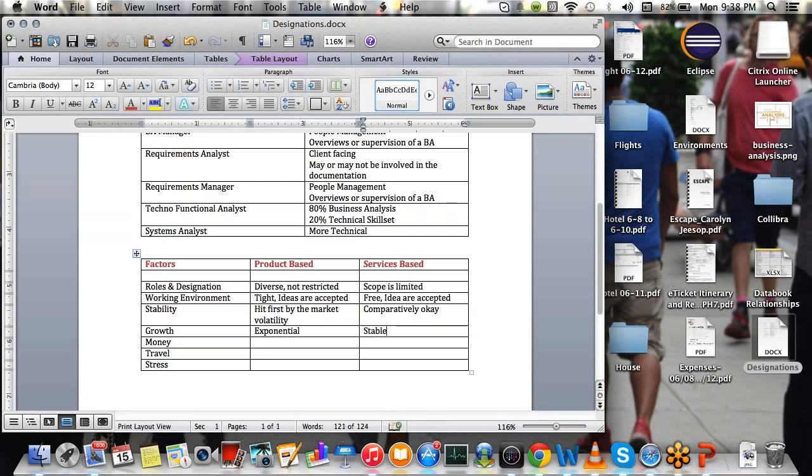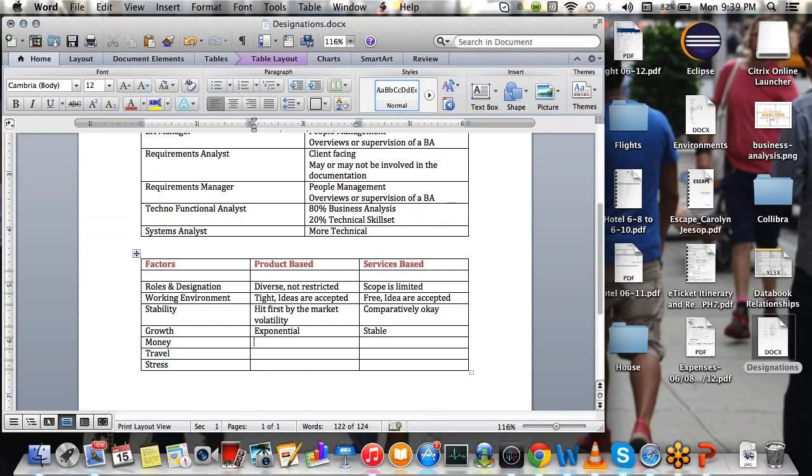So they'll let you know, okay, if you stick with our firm for the next 5 years, you'll be a senior BA. From there, another 4 or 5 years, you'll be a BA manager. So you know what it is. But in a product-based firm, you explore more, you have an opportunity to grow fast.